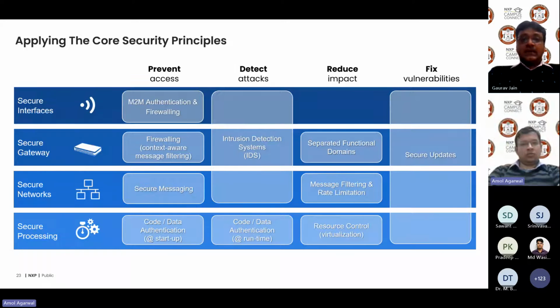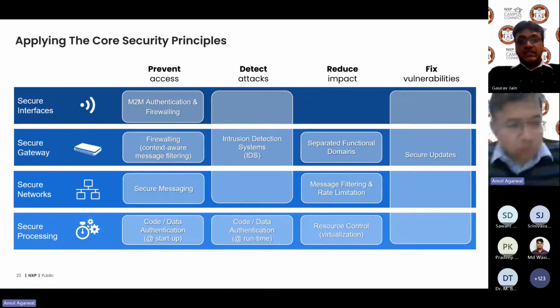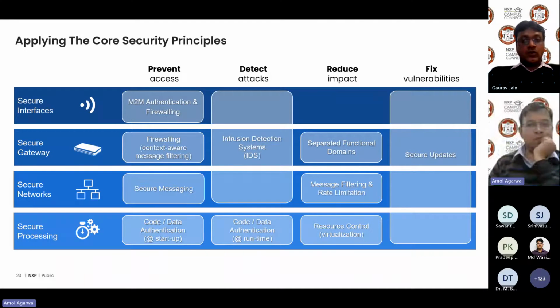And then if an attack happens, we need to make sure that the impact is as minimal as possible. So there is instrumentation for that also. The separated functional domains: basically the SoC is divided into multiple domains, so that if an attack is detected in a particular area of the design, only that particular area should be rebooted, and all other design is kept functional. So that is just one example of how we can reduce the impact of the attacks.